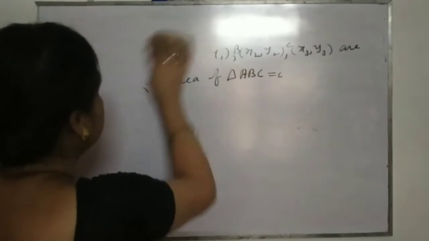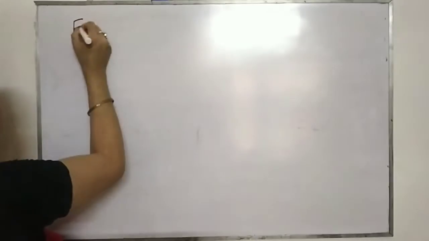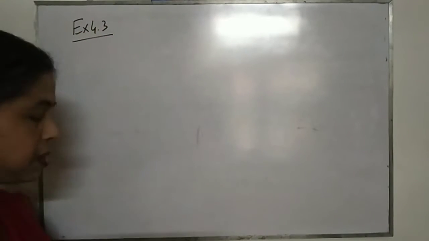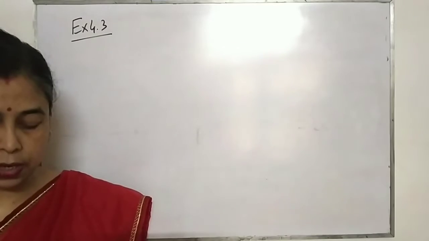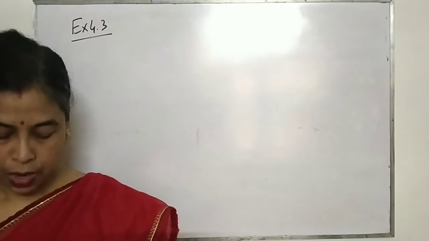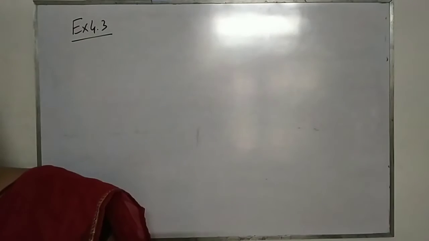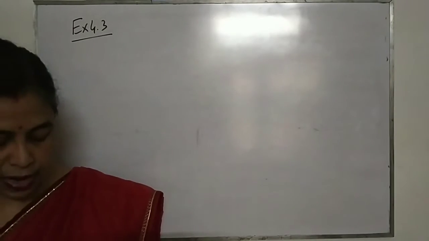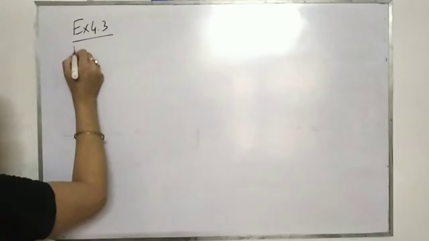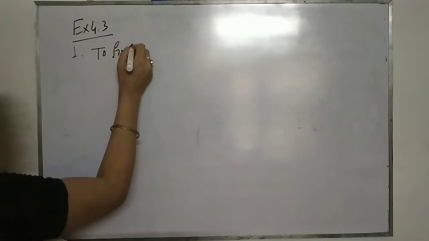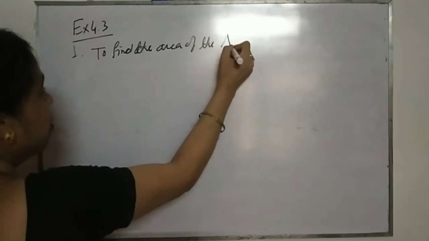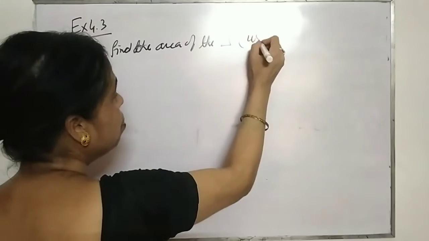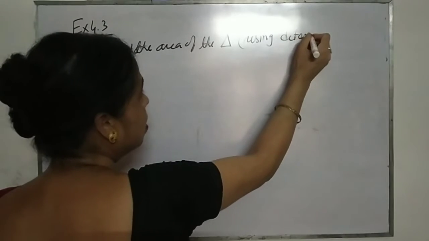Now let us do problems on this. You have your Exercise 4.3. There are some questions where we can use this result. So let me go to the first question of Exercise 4.3. Your first question is, find the area of the triangle with the given vertices. You have to use determinant here.